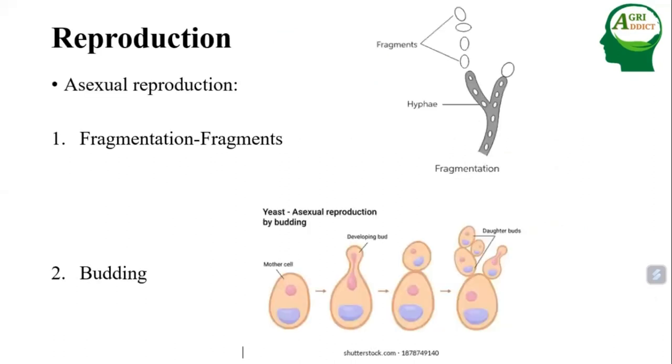Coming to its reproduction, in the asexual reproduction, we have fragmentation. As you can observe in the picture, the fungal hyphae will be divided into different fragments, and each fragment behaves as a new individual. Whereas in case of budding, the parent mother cell will produce an outgrowth or protuberance, and nuclear division takes place, from where the nucleus will move from parental cell to the daughter cell, and that bud or protuberance will get separated from the fungal parent and behaves as a new individual.